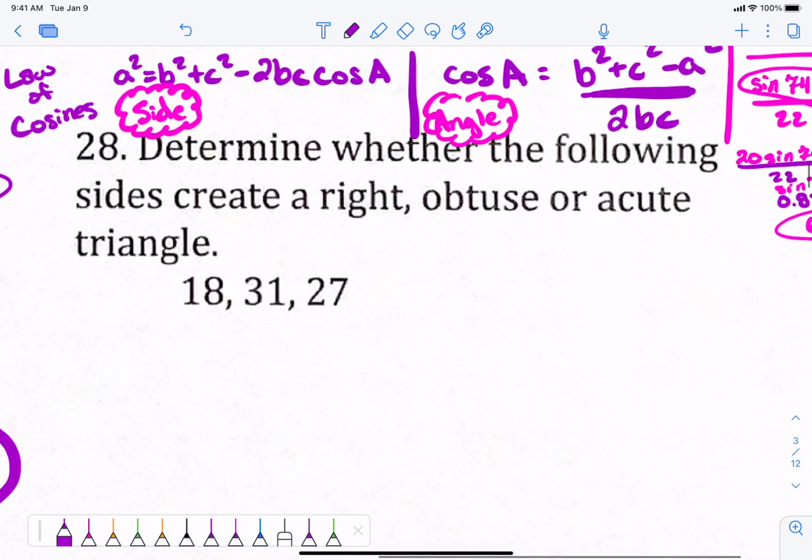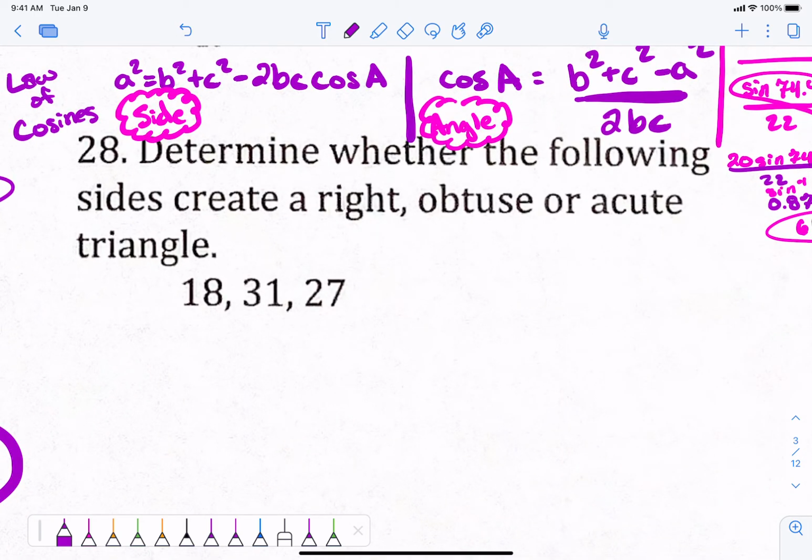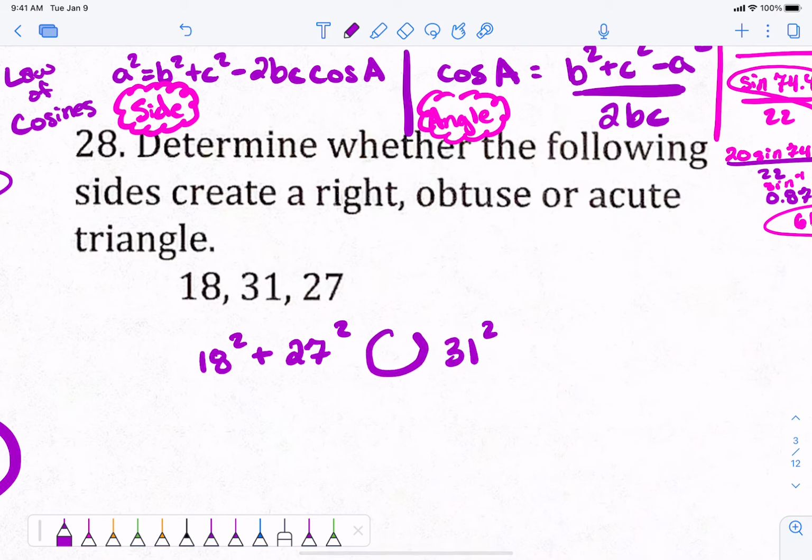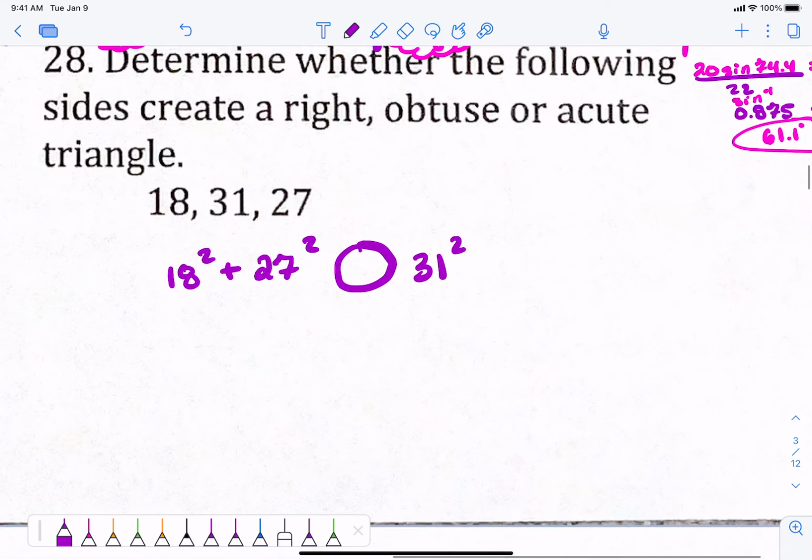Okay, determine whether it is a right triangle. If it is a right triangle, what happens? They equal each other. So you take 18 squared plus 27 squared and compare it to 31 squared. Is it equal to, greater than, or less than?